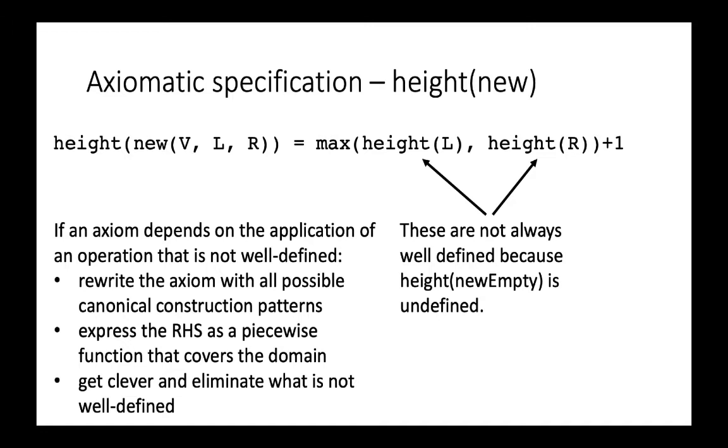We can rewrite the axiom, replacing all of these L's and R's, the actual tree, with all the combinations of the canonical constructors that could possibly occur. That's one thing we could do. The other thing we could do is have a more sophisticated axiomatic statement, or axiom, that expresses that right-hand side as a piecewise function where we make sure that all the pieces cover the domain of the function. Or we can get clever. So we'll see it in all three ways.